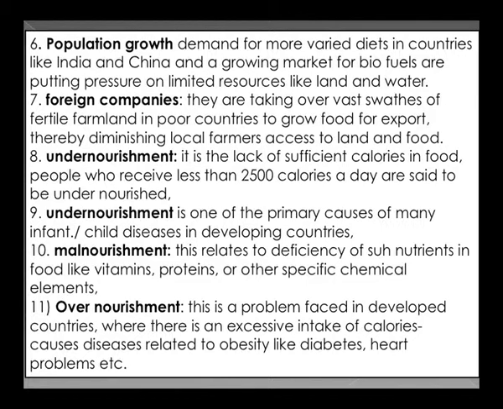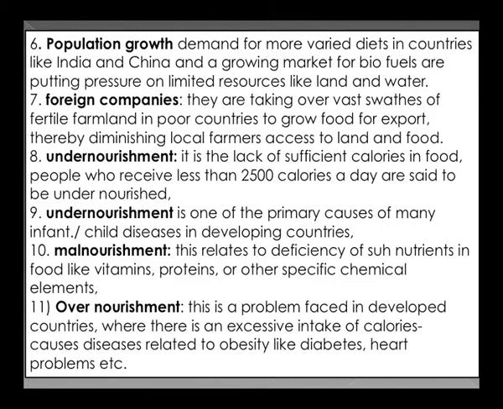In developing countries, 1 child in 4 dies of one disease, or due to malnourishment or undernourishment. They suffer from deafness, anemia, thyroid problems, etc. So, you have malnourishment as the next important cause. It relates to the deficiency of such nutrients in food such as proteins, vitamins or essential chemical elements.